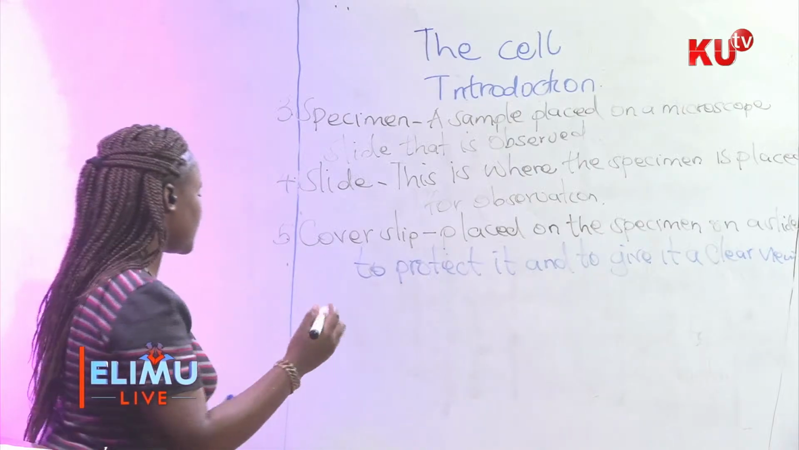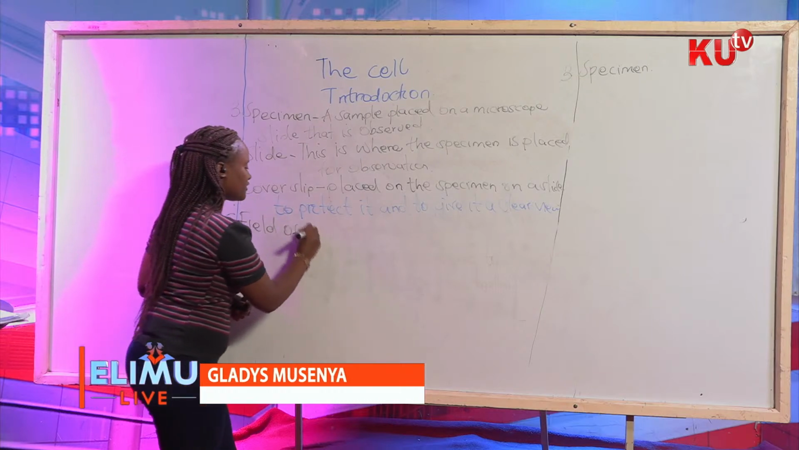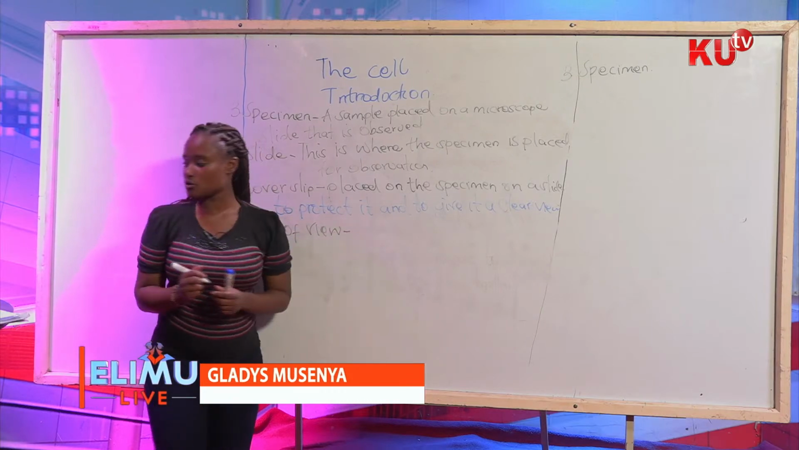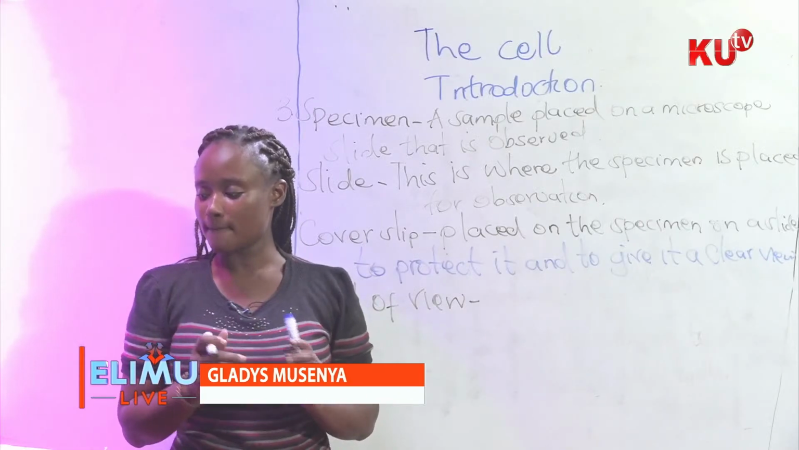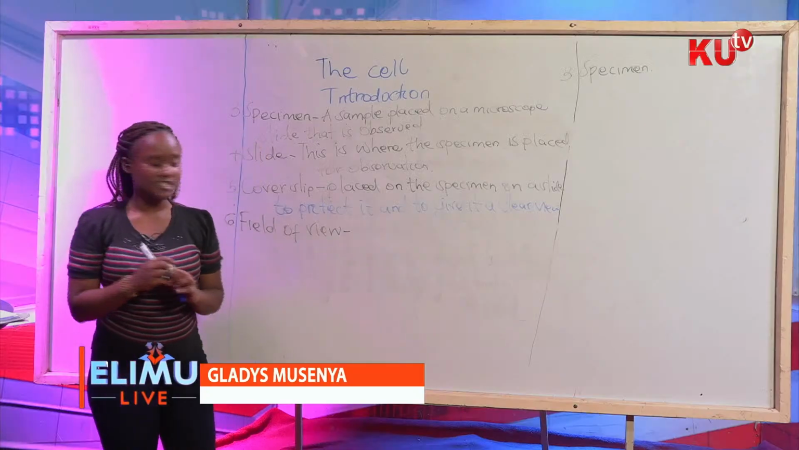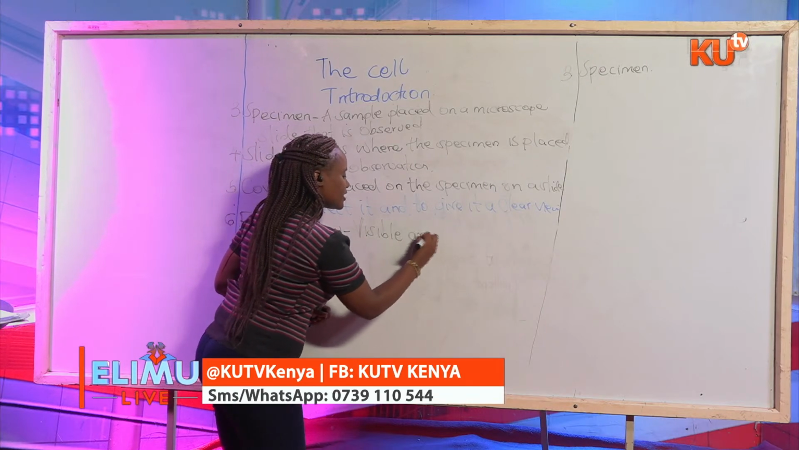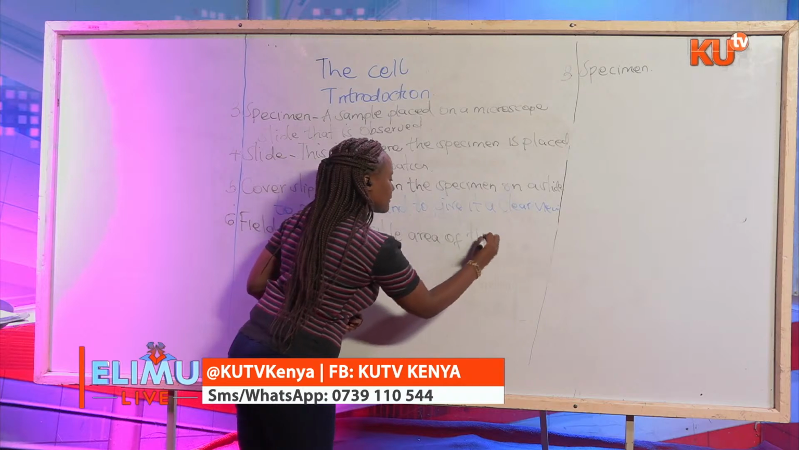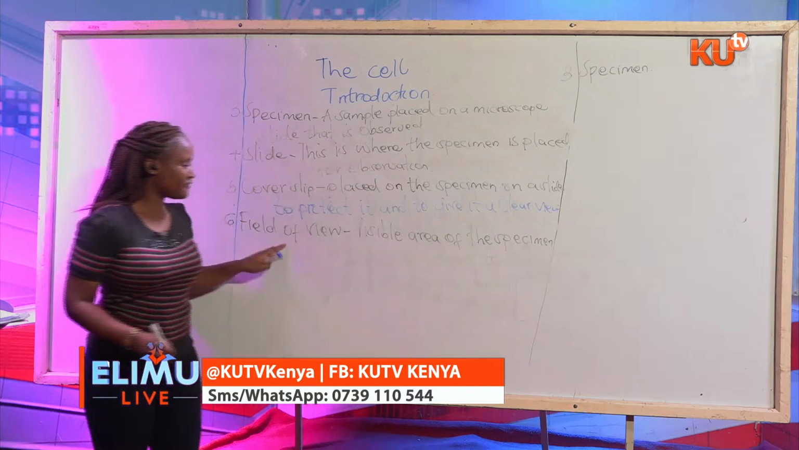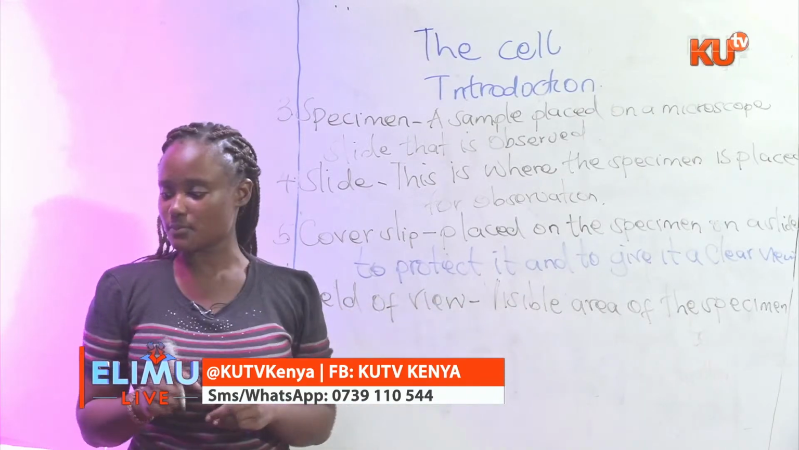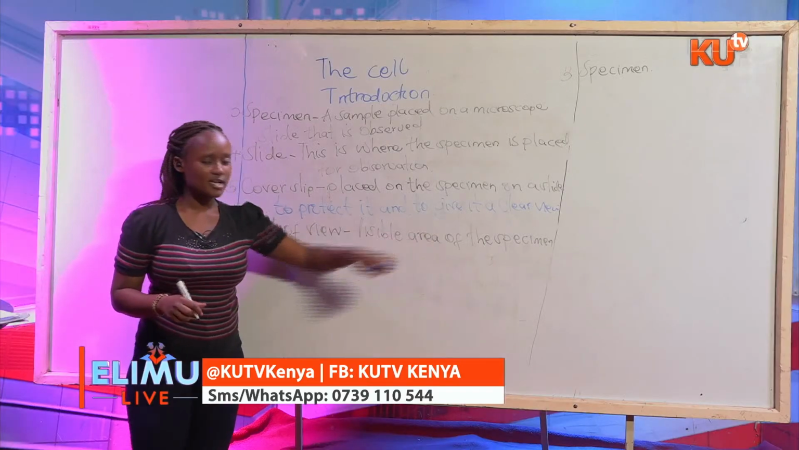Now we go to the sixth one, field of view. The field of view is the visible area of the specimen when looking through the microscope. So the field of view is the visible area of the specimen.